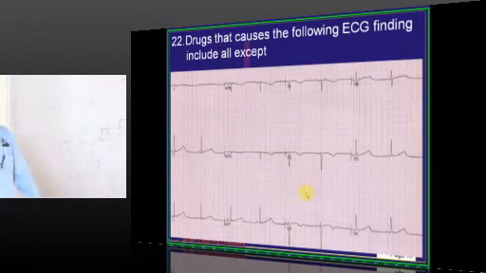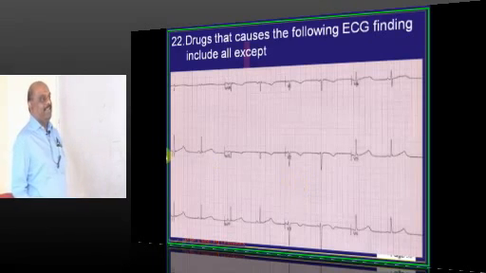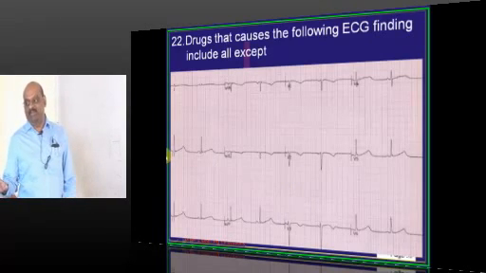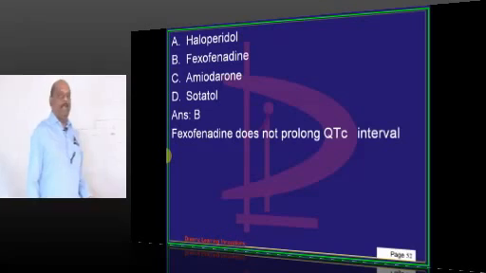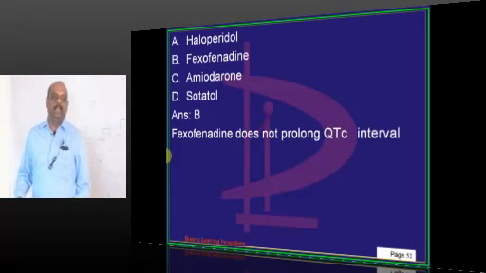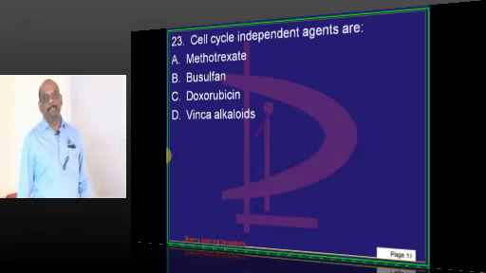Now what do you see? Drug ECG means long QT syndrome. There will be nothing else. Don't think of anything else. Of course, digoxin can cause check marks, and there are some drug induced effects on ECG. 4 or 5 drugs are there. Long QT. What are all the drugs that cause long QT, doctor? Haloperidol, amiodarone, sotalol, they have all been included, whereas fexofenadine does not.